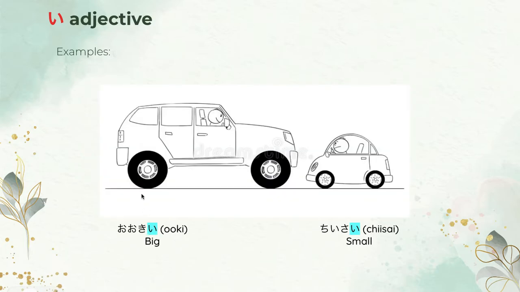The next example is big versus small, and big in Japanese is 大きい. Small, on the other hand, is 小さい. So we could tell this is a car, so this one would be 大きい車 because 車 is car in Japanese. And if we want to say small car, it will be 小さい車.